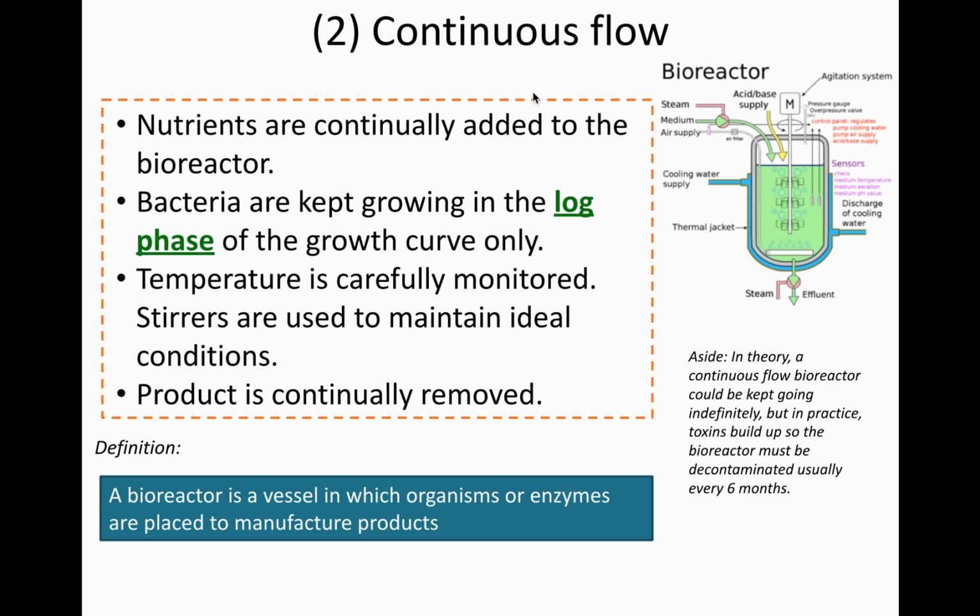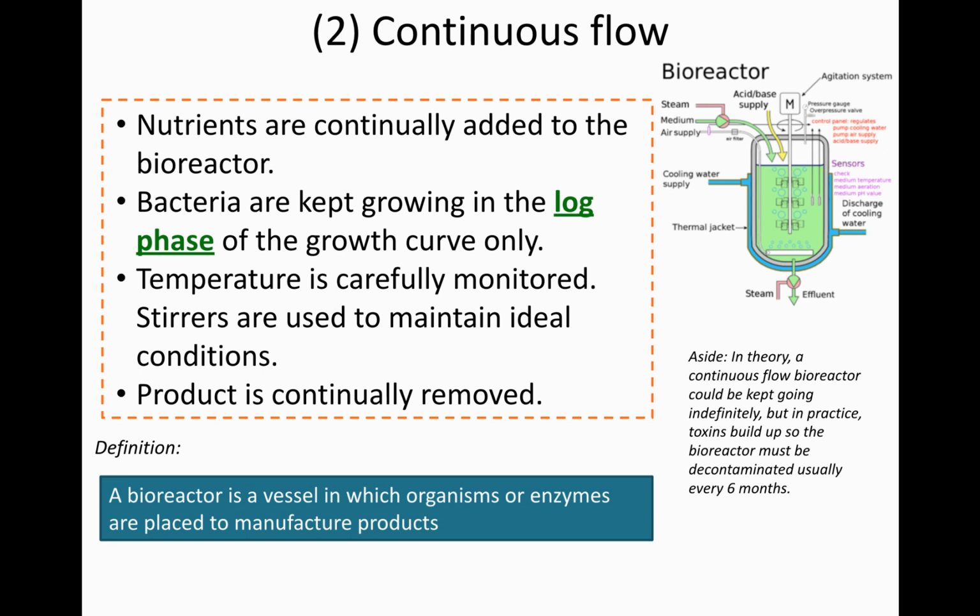Batch flow goes through lag, log, stationary, and once the stationary phase is hit, we remove all of the product. Continuous flow is where we go through lag and log, and we try to keep it in the log phase. We do that by careful monitoring. We continually add nutrients and we continually remove product. Unlike the batch flow, remember, all the product was removed at the very end of the process. Nothing is removed in the middle. Whereas continuous flow, we are continually removing the product from this.